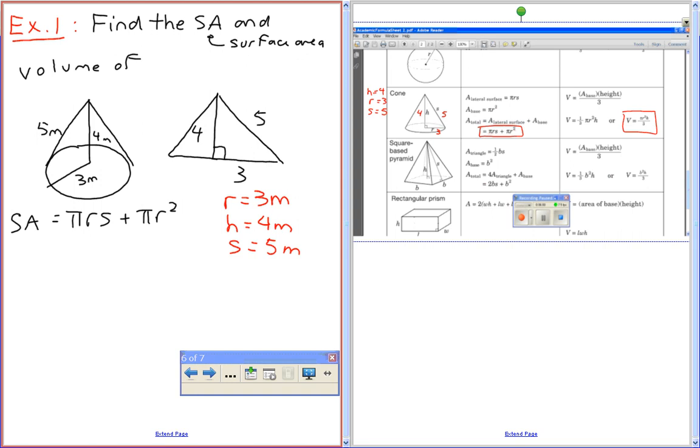Can I get someone brave to sub some numbers in for the surface area? Tori, go ahead. Pi times 3 meters times 5 meters, plus pi times 3 meters squared. Wonderful. And I like how you kept the units here. In the Pythagorean theorem unit, I didn't actually use distances. I just said the distance was 8, or the distance was 10. If the question has meters or centimeters, please keep them in.